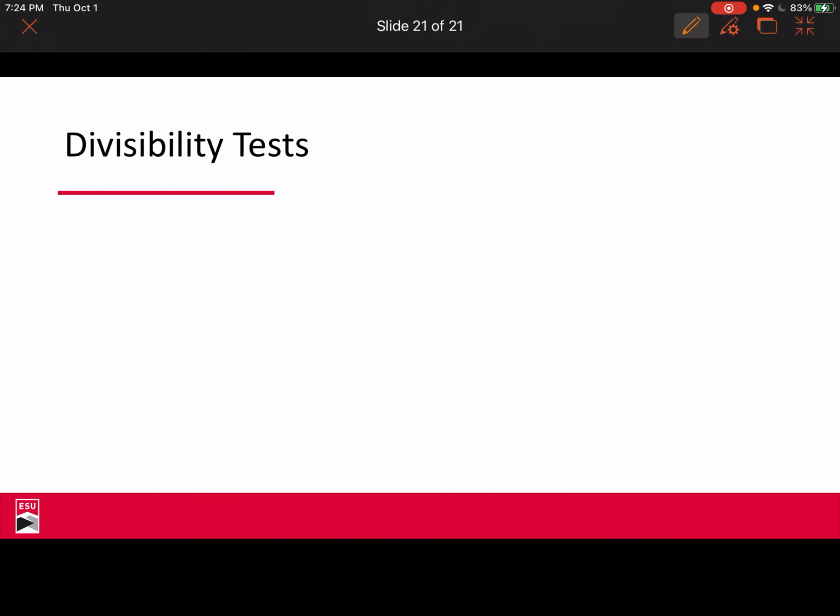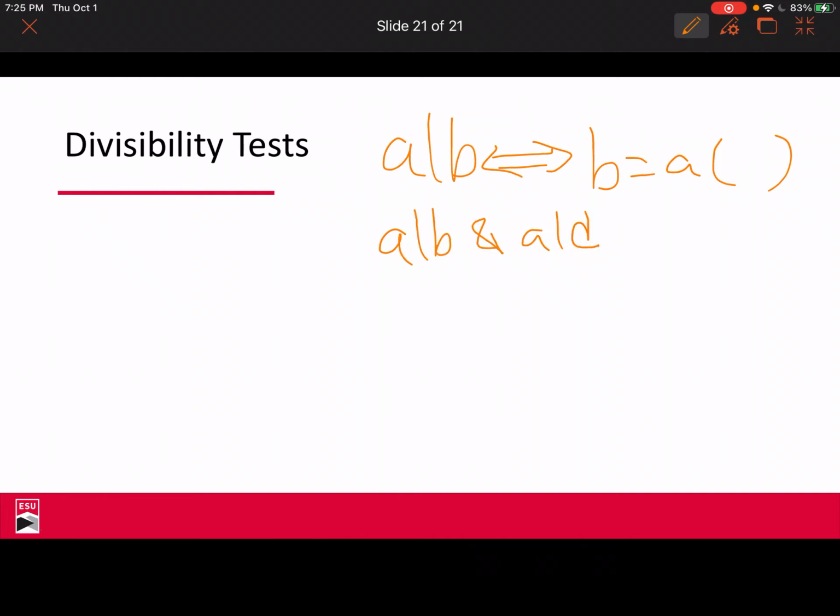And so I just want to wrap this up. We talked about the meaning of divisibility, right? A divides B is the same as saying B can be written as A times a number. That number can be 0, it can be anything. If A divides B and A divides C, then we know that A divides B plus C. We have sums. If A divides B, then A divides some multiple of B. So B times any number will be divisible by A.